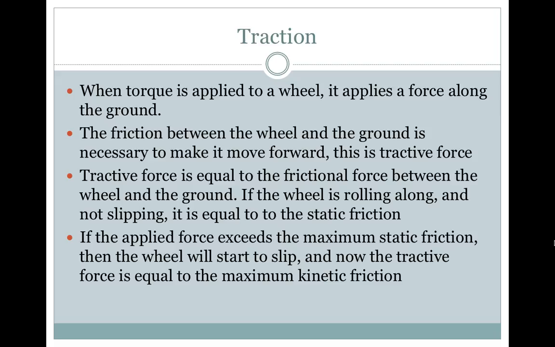When torque is applied to a wheel, it applies a force along the ground. The friction between the wheel and the ground is necessary to make it move forward. This is tractive force. Tractive force is equal to the frictional force between the wheel and the ground. If the wheel is rolling along and not slipping, it is equal to the static friction. If the applied force exceeds the maximum static friction, then the wheel will start to slip, and now the tractive force is equal to the maximum kinetic friction.